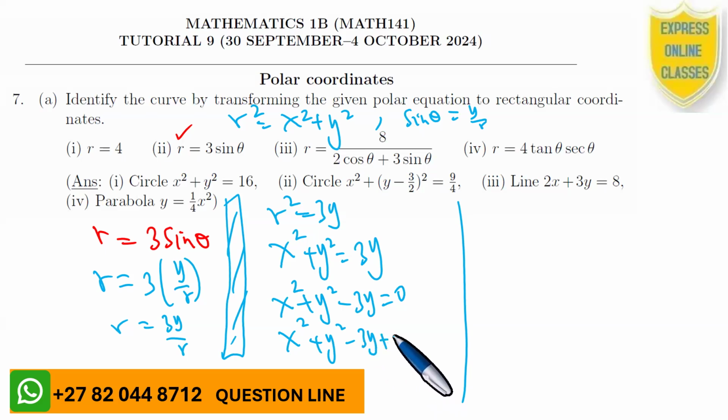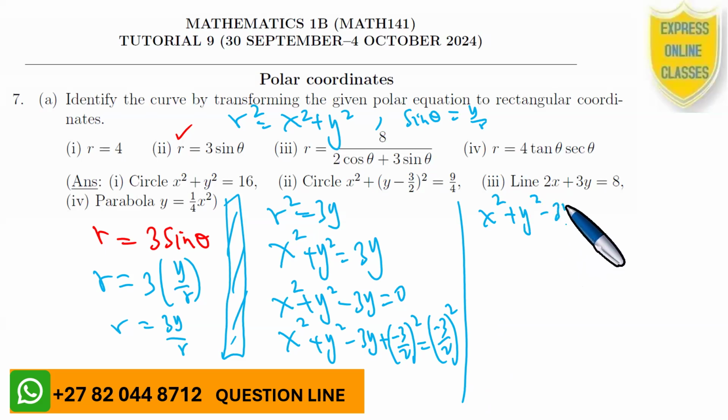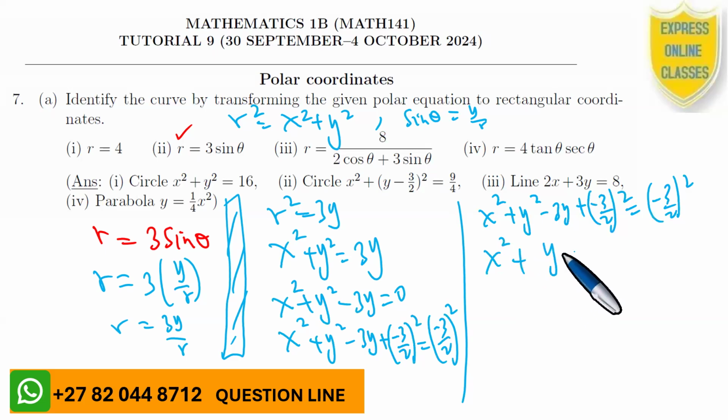We have the coefficient of y, which is minus 3. We divide it by 2 and we square, and we do that on the right-hand side as well. And we then have x squared plus y squared minus 3y plus negative 3 over 2 squared. You square it, and you have it on the right. This is x squared plus y minus 3 over 2 squared, which is 9 over 4.